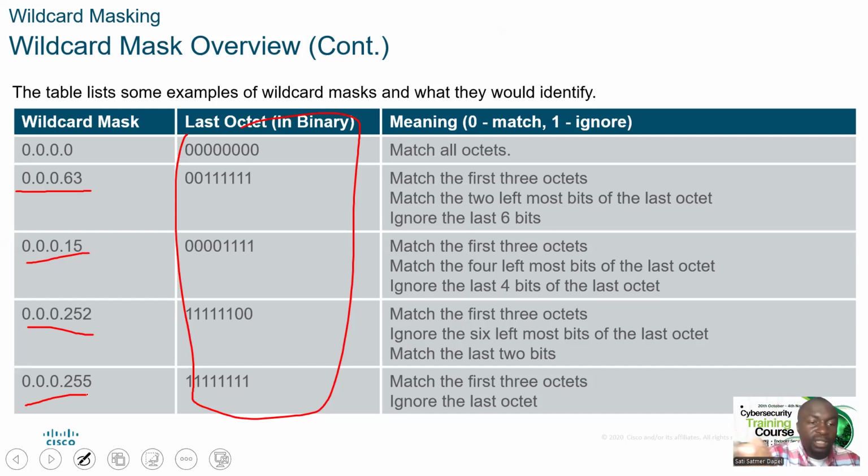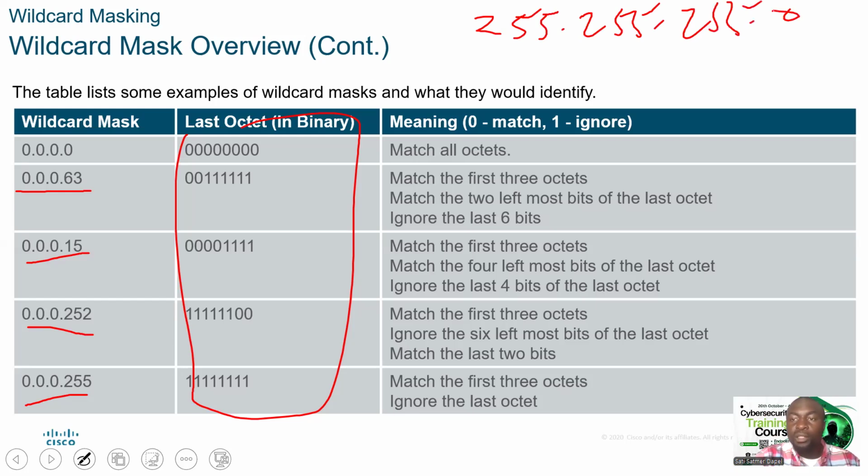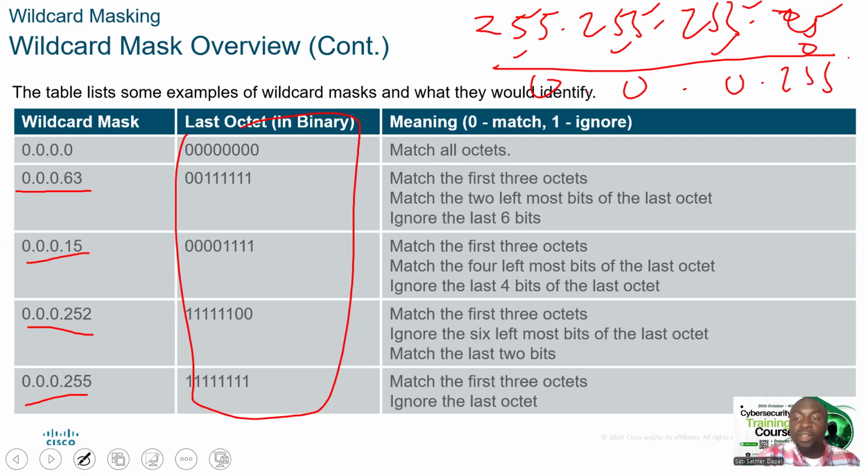So if I ask you what is the subnet mask for it, remember, for wildcard mask, just subtract it from 255. Maybe you have 255.255.0.255, and you subtract it with a wildcard mask with 255.255.255.0. If you subtract, you're going to get 0.0.0.255.